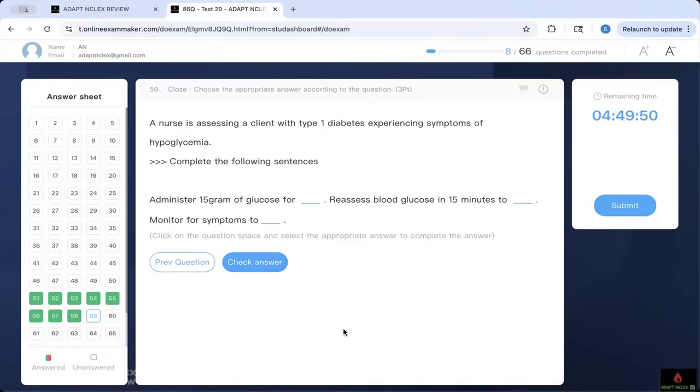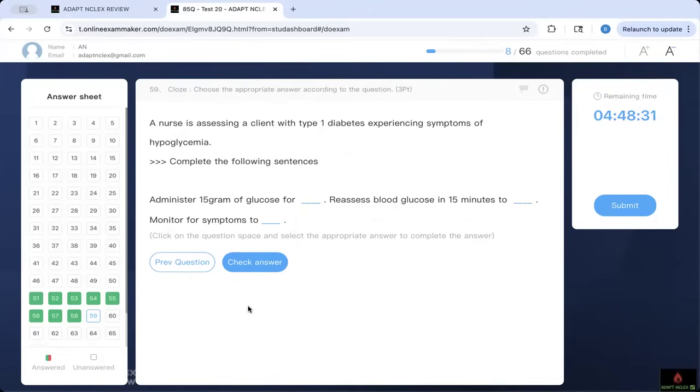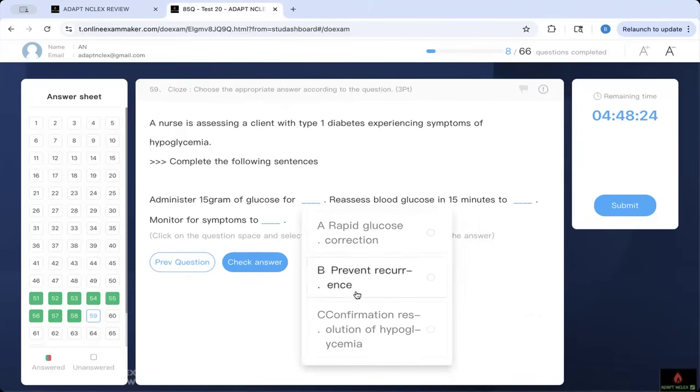And this is assessing a client with type 1 diabetes experiencing symptoms of what? Hypoglycemia. Symptoms of hypoglycemia. Complete the following sentence. Administer 15 grams of glucose for what? Rapid glucose correction. Prevent recurrence. Confirm what? Administer 15 grams of glucose for what? What are you going to do? Rapid glucose correction. Prevent recurrence, confirm resolution of hypoglycemia.